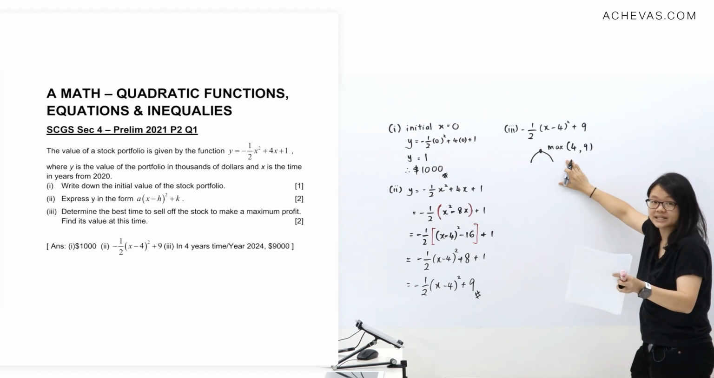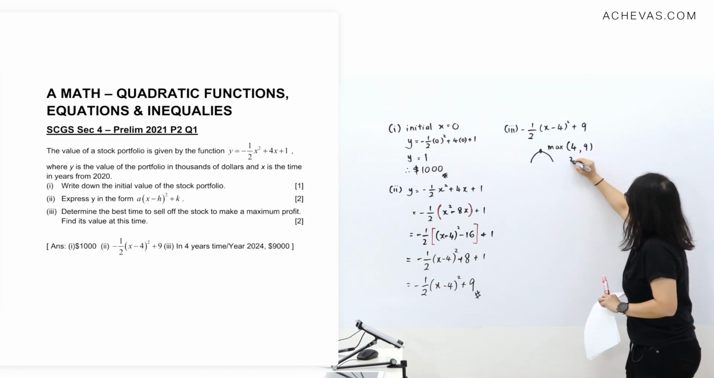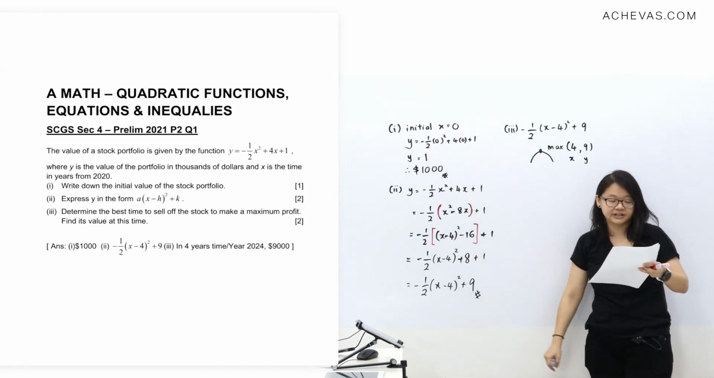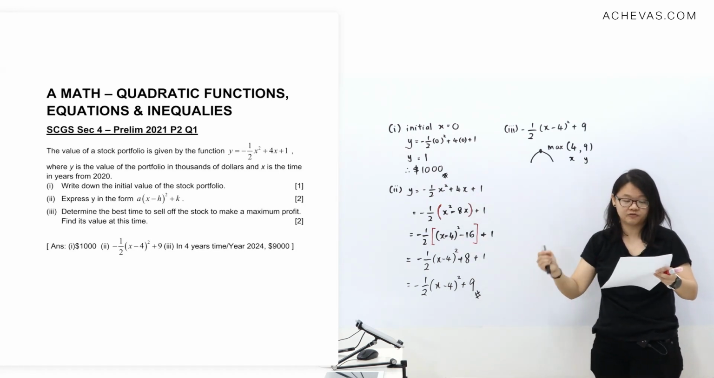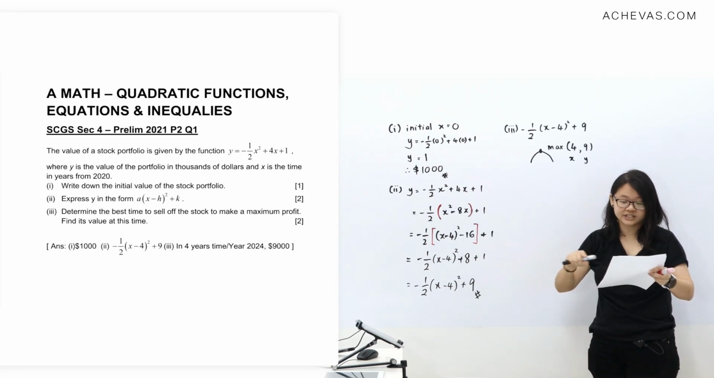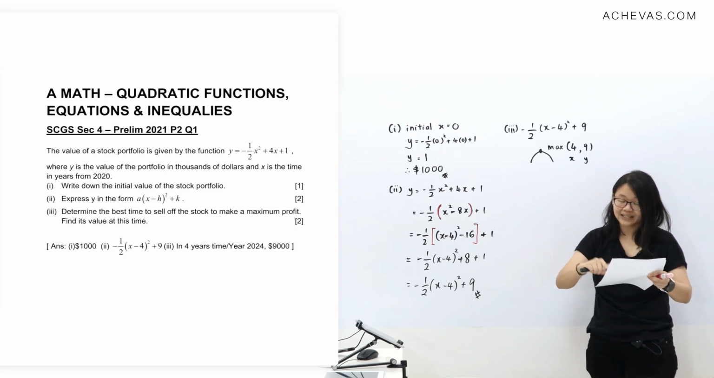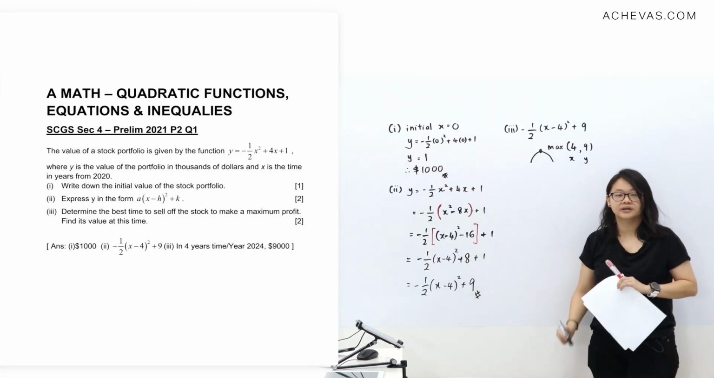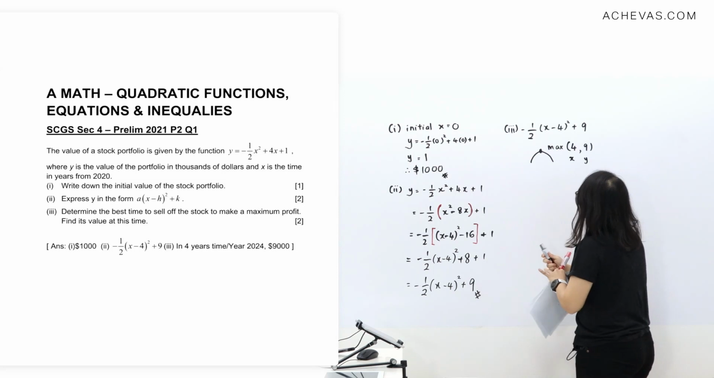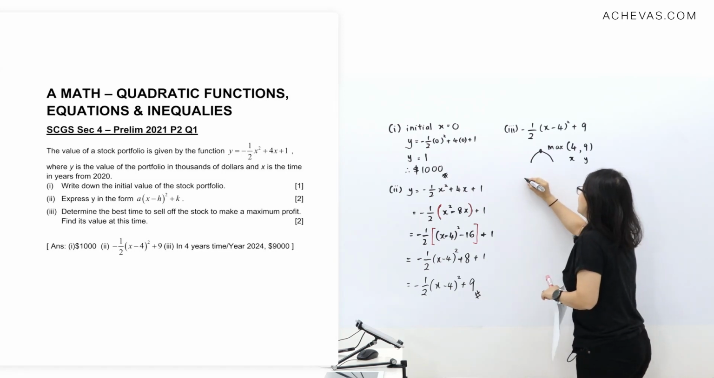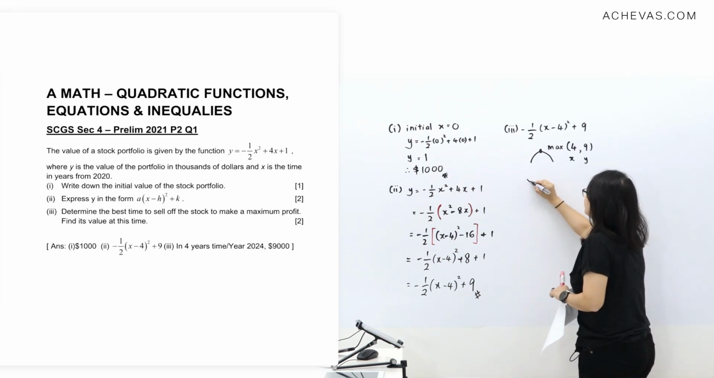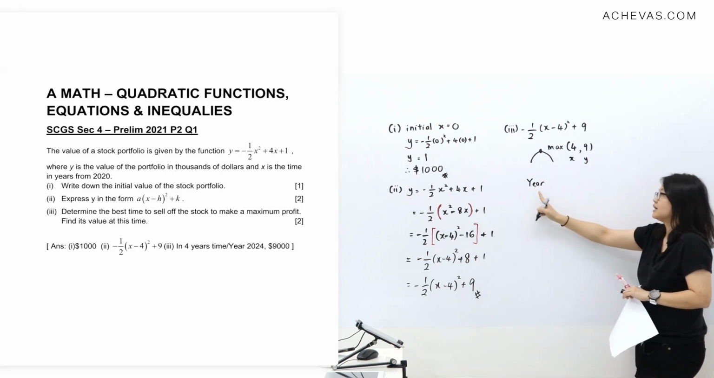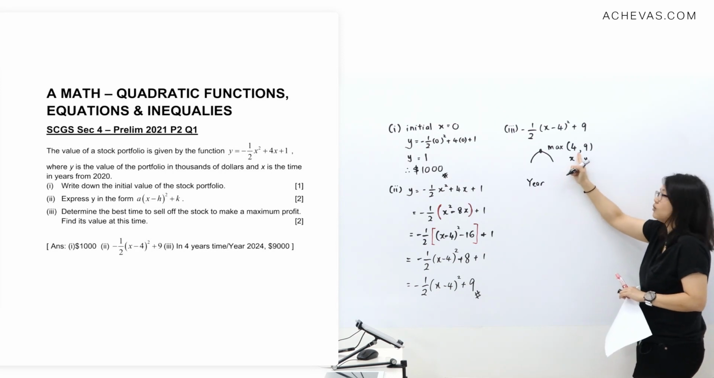We need to find the best time to sell. So we know this is the x coordinate, this is the y coordinate, and from the question, they already tell you that y is the value of the portfolio, which is in $1,000, and x is the time. So x is the time where we get 4 here, right? But your start time is 2020. So when is the best time to sell the stock? If you're going to answer the question accurately, it should be in years, right? Not in 4, but what is the year after 4 years?